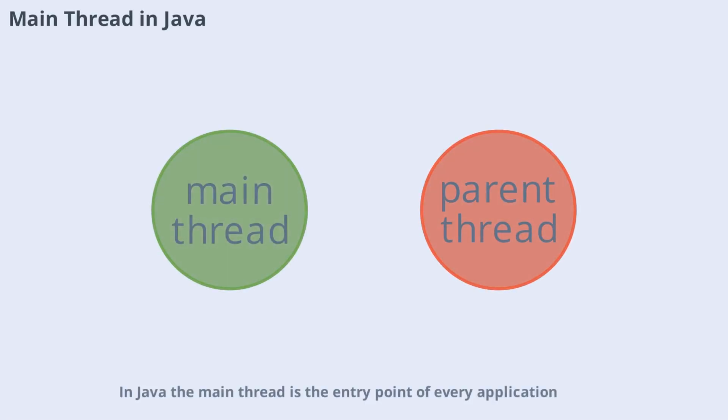In Java, the main thread is the entry point of every application. It's automatically created when the program starts and executes the main method. The main thread is responsible for running the core logic and handling user input. As the parent thread, it can spawn additional child threads to perform concurrent tasks. Managing the main thread and its children is essential for building responsive and efficient Java applications.